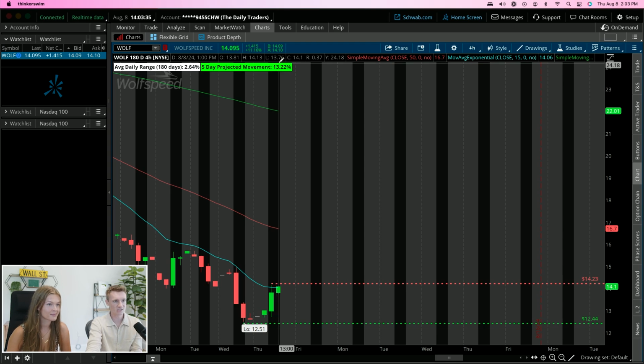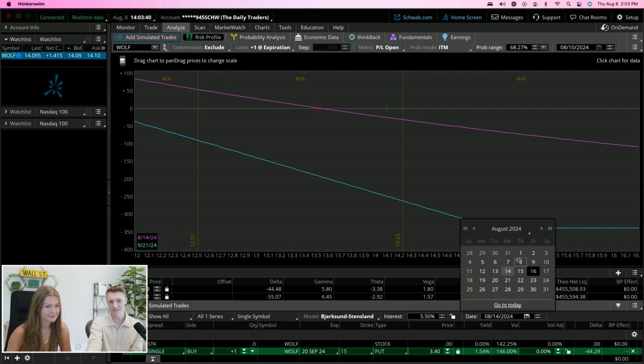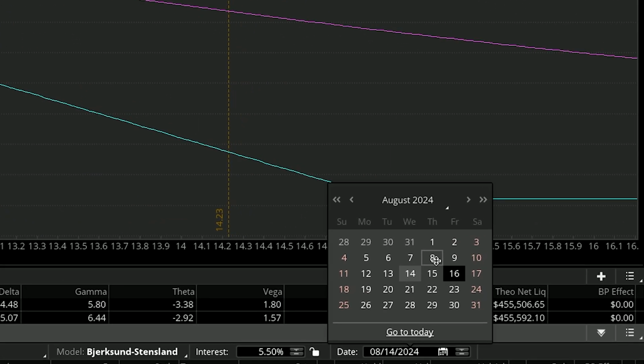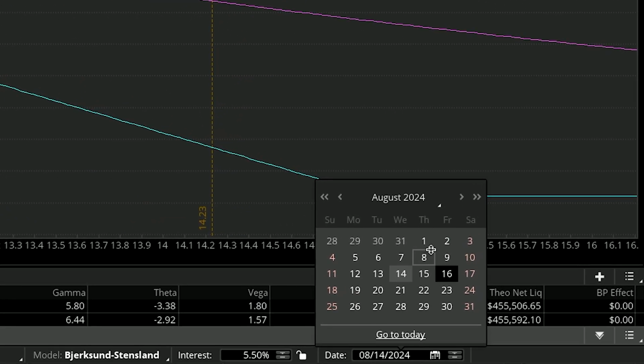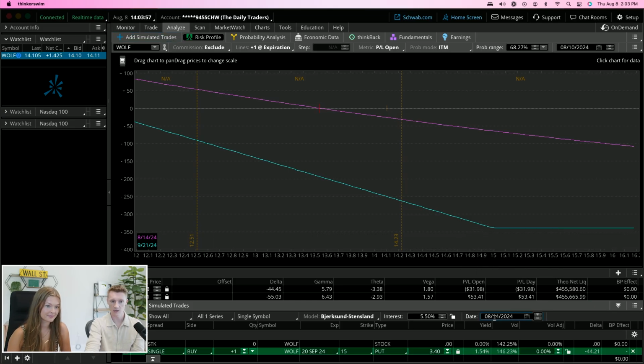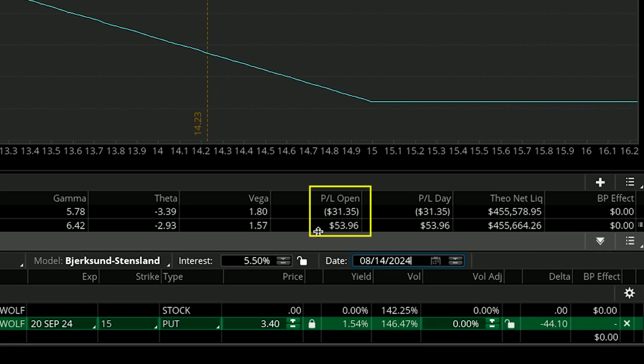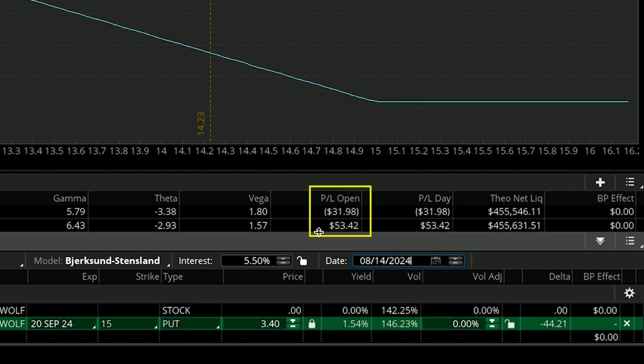So that's good. We're gonna go back to Analyze, and we're gonna go 5 days out. So today is the 8th, Thursday. Today is 1 day, tomorrow is 2 days, and these are just trading days. The 12th is 3 days, the 13th is 4 days, and the 14th is gonna be 5 days. So we're gonna click on August 14th. So you can see here, and now we can see under P&L open how much we're gonna make and how much we're gonna lose based off of this one contract.